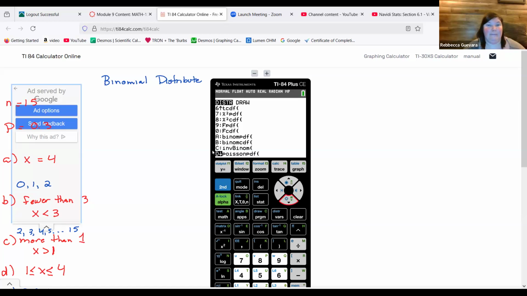So for question A, what is the probability that we have exactly 4 successes? That means that I'm going to use binom PDF.